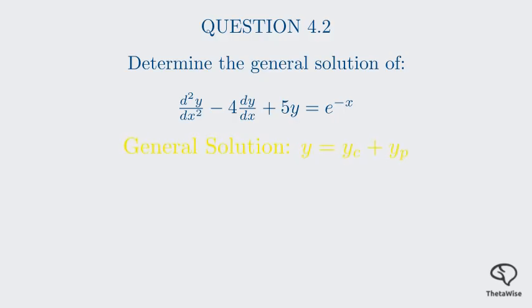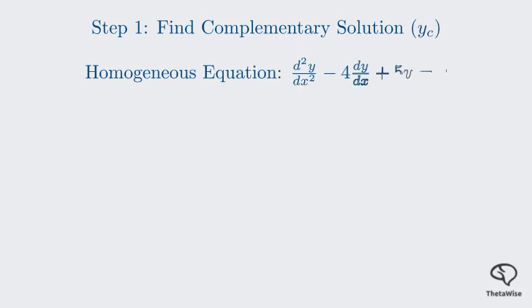The complementary solution, yc, is found by ignoring the right-hand side and solving the associated homogeneous equation. The particular solution, yp, accounts for the non-homogeneous part and has the same form as the right-hand side. Our first step is to find the complementary solution, yc. To do this, we set the right-hand side of our original equation to 0. This gives us the associated homogeneous equation, d squared y by dx squared minus 4 dy by dx plus 5y equals 0.